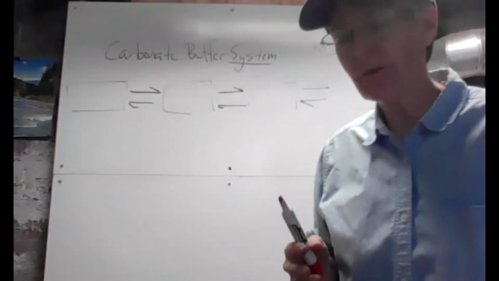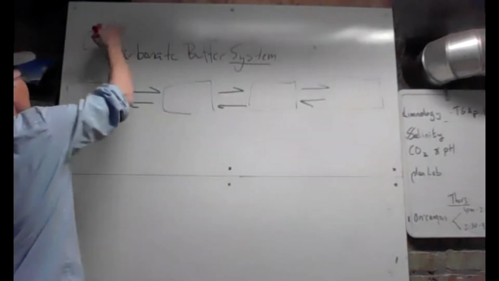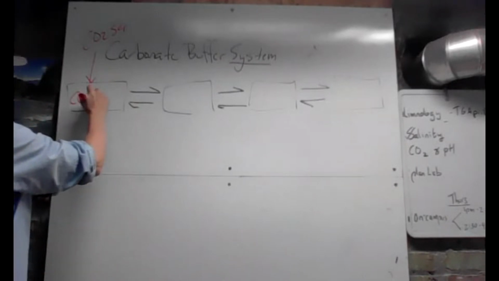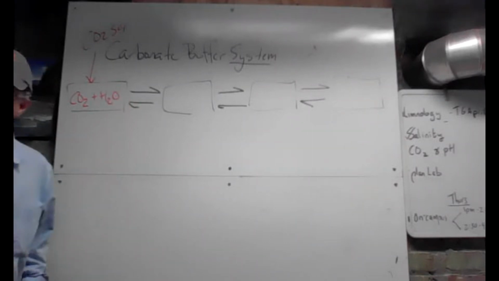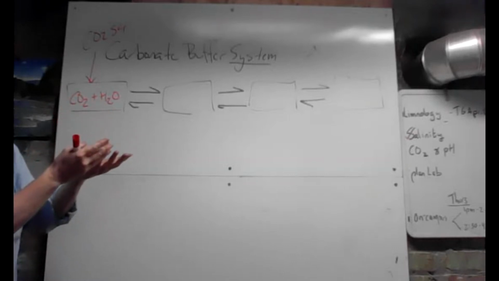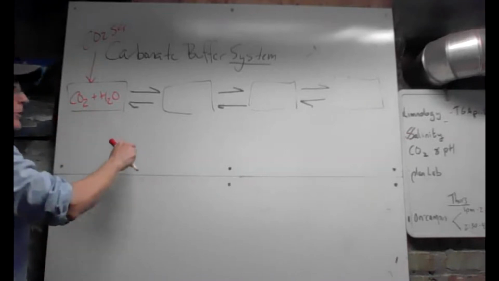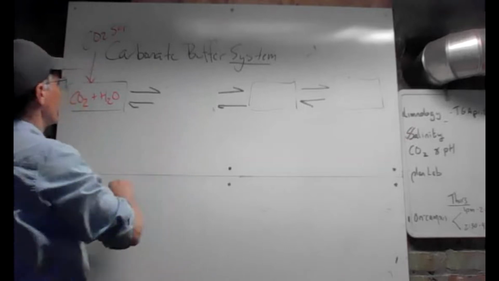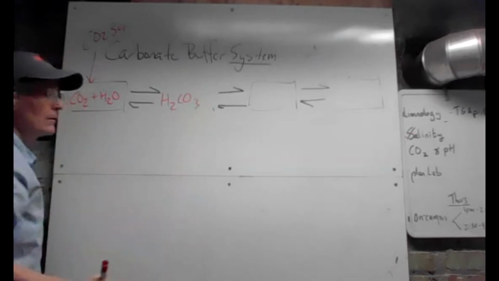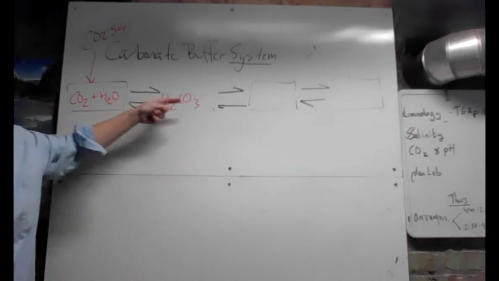So let's say we got carbon dioxide gas, and it's going to dissolve in the water. So now we've got CO2 dissolved in the water, and every one of these molecules is surrounded by a bunch of water molecules. The carbon dioxide in the water can bind together with water to form carbonic acid.